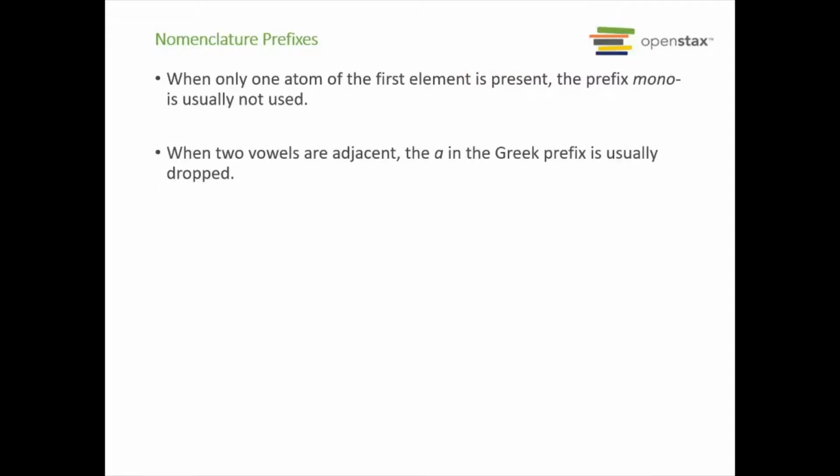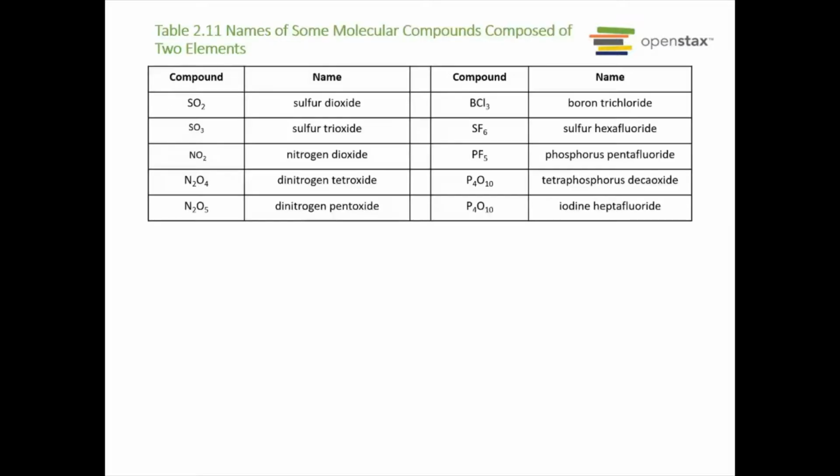When the first element, if there's only one of it, we don't worry about using mono. And if you have two vowels next to each other, for instance, you have 5 oxygens, you get rid of the A. So it wouldn't be pentaoxide, it would be pentoxide. You just get rid of the A. We're going to look at examples because this makes a lot more sense when you look at examples.